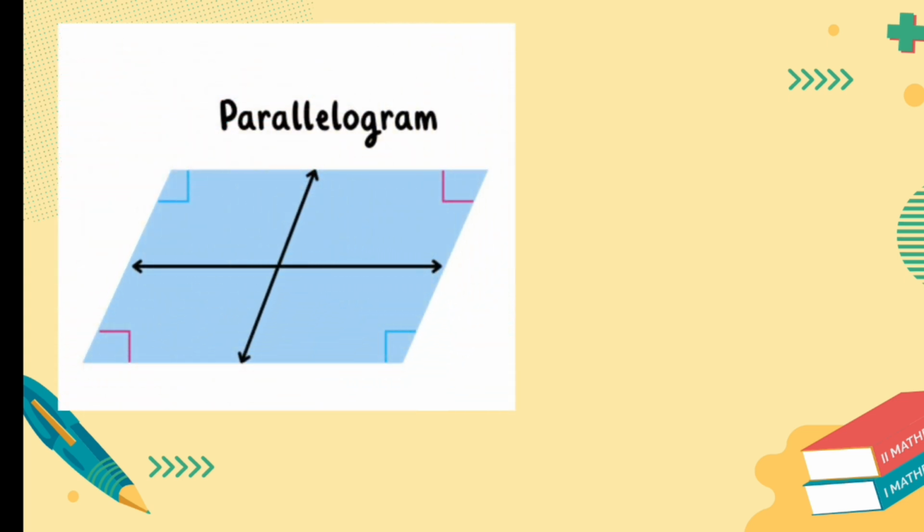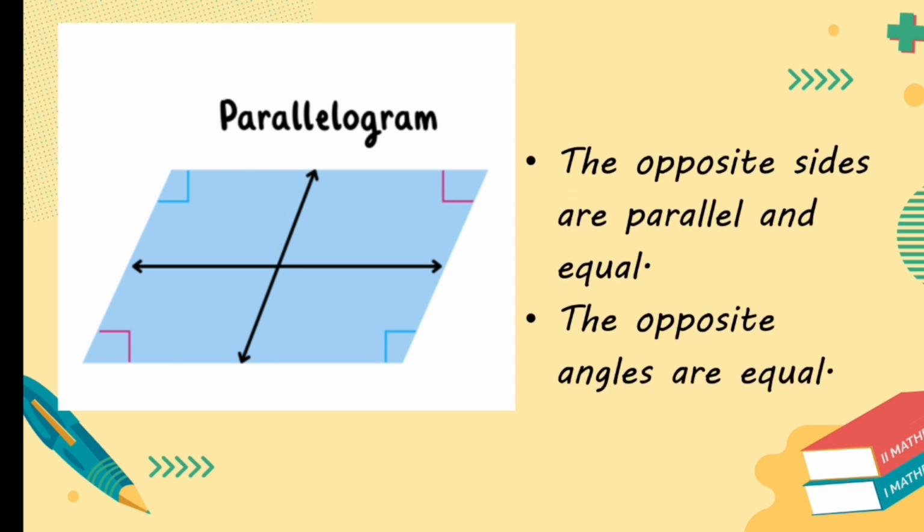Let's recall the special property of a parallelogram. Are the opposite sides parallel? Yes, they are. Are the opposite sides equal in length? Exactly, they are equal. And what about the opposite angles? Correct, the opposite angles are also equal. So children, a parallelogram has opposite sides that are parallel and equal. The opposite angles are equal.